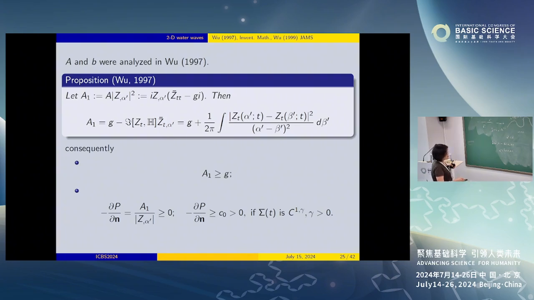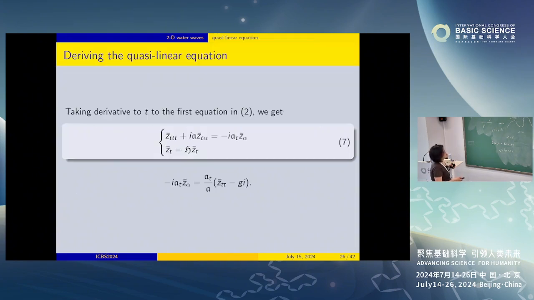Okay, and remember negative dp/dn is this guy. So this means negative dp/dn is always greater than or equal to 0, right? But in fact, A_1 is greater than or equal to g, which is positive. So if 1 over Z_alpha is never 0, like it's C^1,gamma, 1 over Z_alpha is bounded above and below, so it has a positive lower bound. So this is how we prove that the Taylor sign condition always holds.